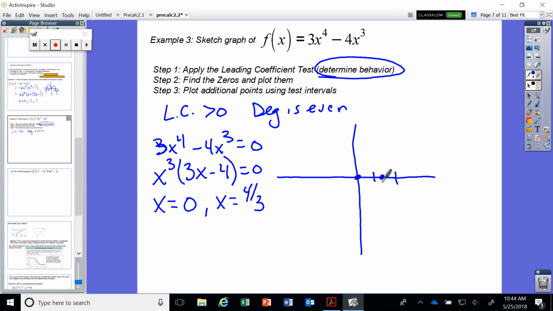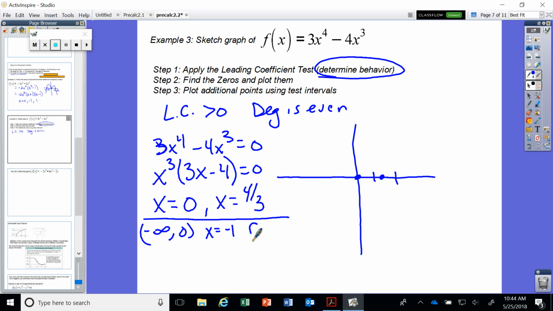For me personally, I use our plotted x-intercepts to figure out what's happening, because I want to know what the graph looks like to the left of (0, 0), in between (0, 0) and (4/3, 0), and after (4/3, 0) as well. So let's go ahead and make a brief chart. I want to test somewhere from -infinity to 0. Let's test what happens when x equals -1, something less than 0.